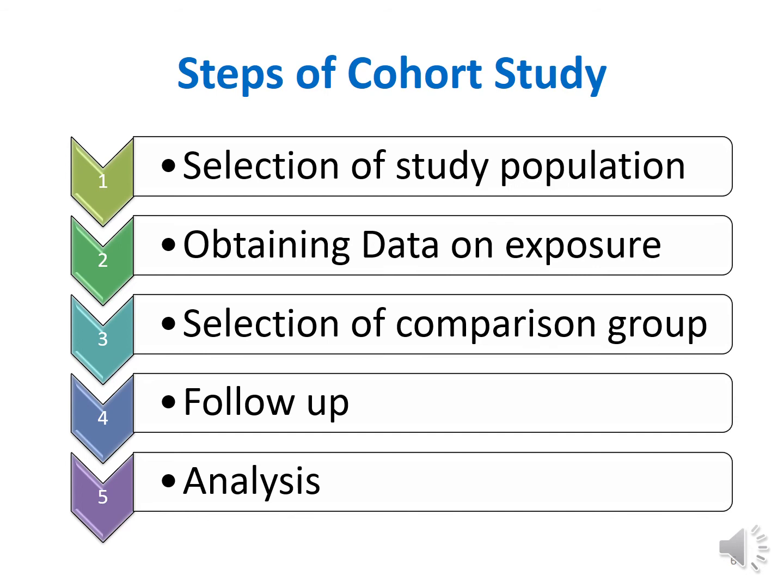We can also calculate relative risk, attributable risk, population attributable risk. So, cohort study is very important because we can find out incidence by conducting cohort study. Through case control, we can only calculate odds ratio.